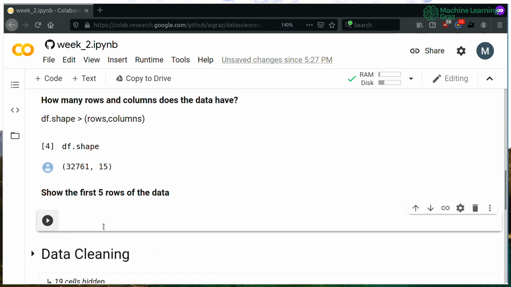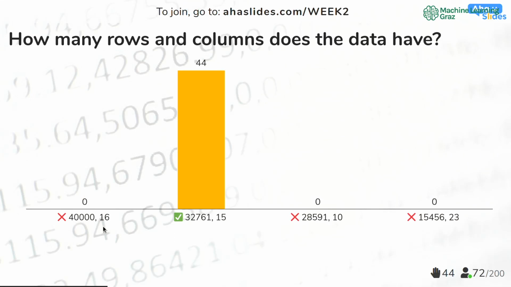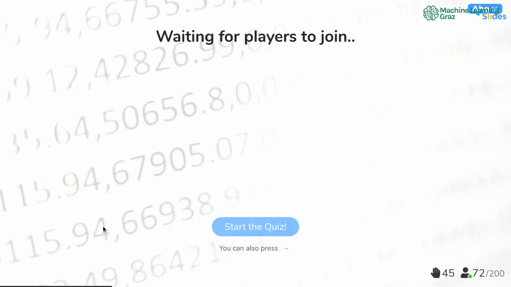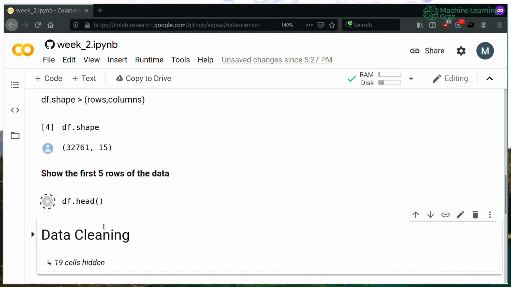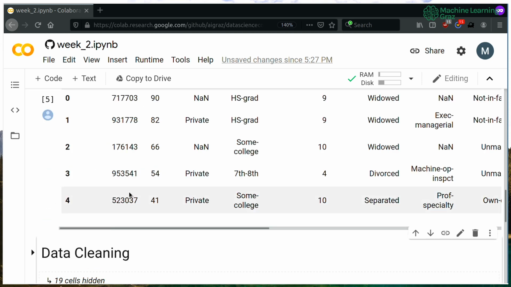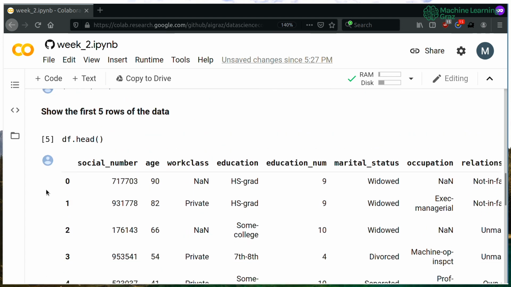Now we can talk more about the data and look at the columns. If you write df.head, it loads the data for you. More specifically, it shows you the first 5 rows of the data.